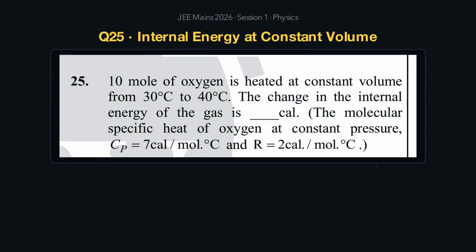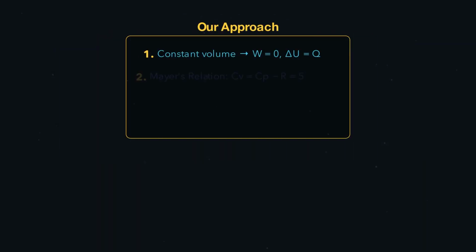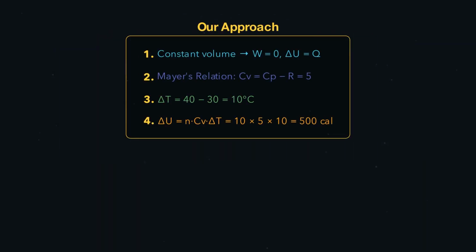Oxygen is sealed in a rigid container and heated from 30 to 40 degrees. We need to find the change in internal energy, and the question gives us Cp, not Cv. That's the setup. Here's our approach.